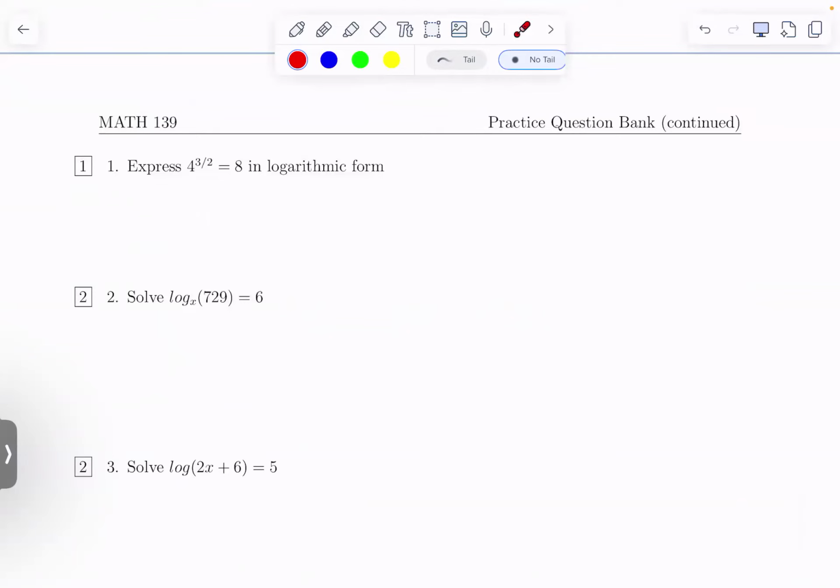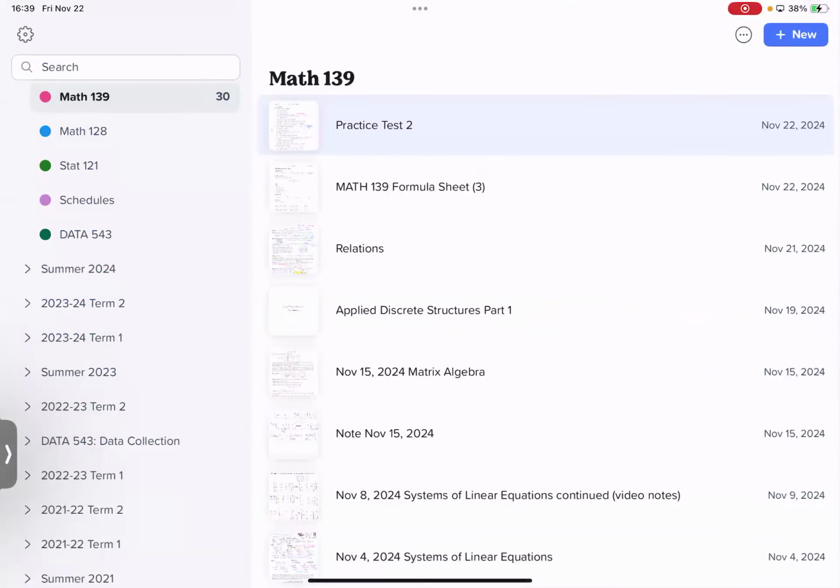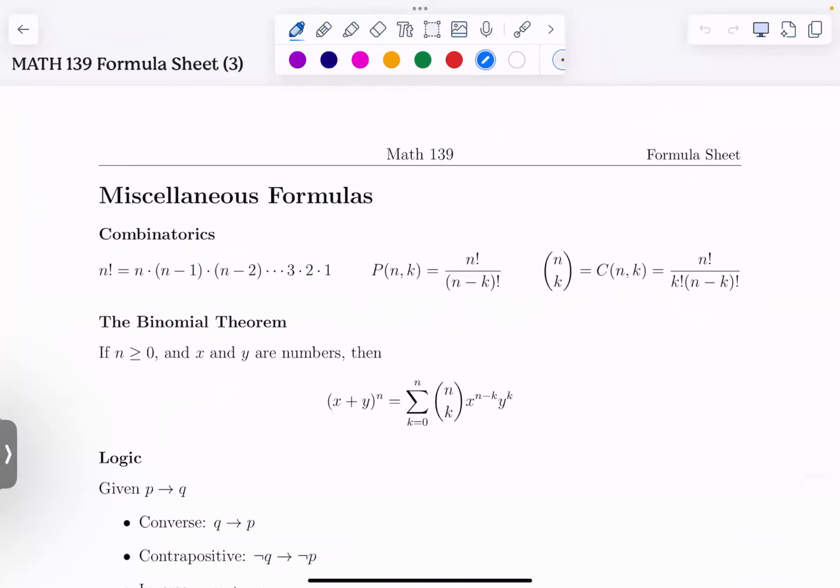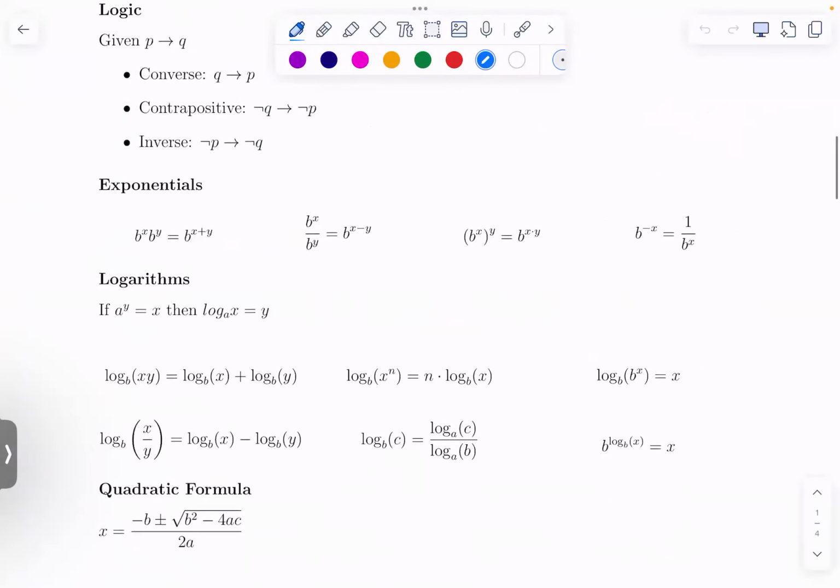4 to the 3 over 2 is equal to 8. Well, on your formula sheet, you have that, where is it?